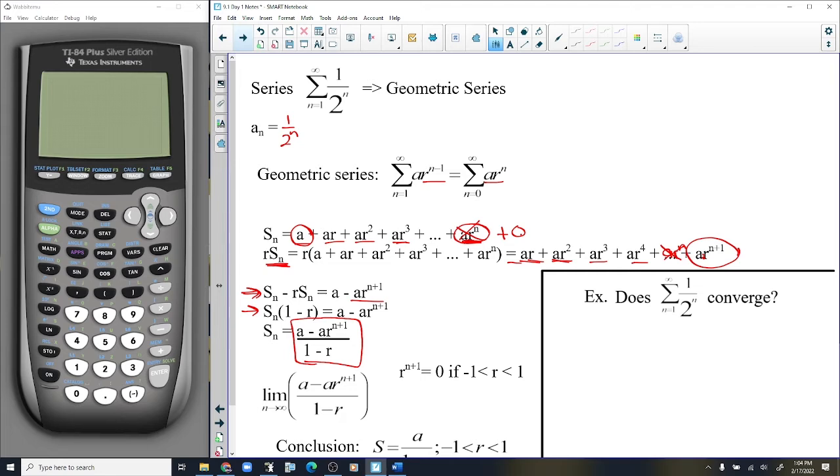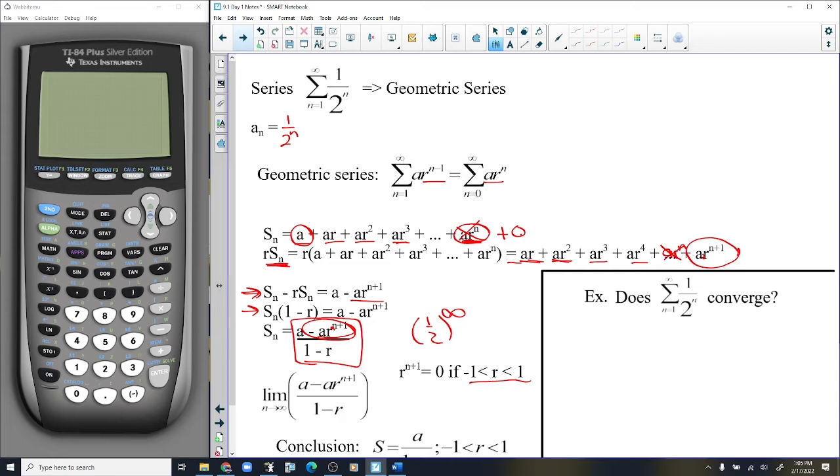Now we'll end up with a sum as long as we can get rid of this. I need to get rid of this right here. If I can get rid of that, then we have a sum. But the only way we're going to get rid of this is if r is between -1 and 1. Here's what I mean. Remember, this is going to infinity. So if you have 1/2 to infinity, 2's winning the race, isn't it? So that goes to 0.